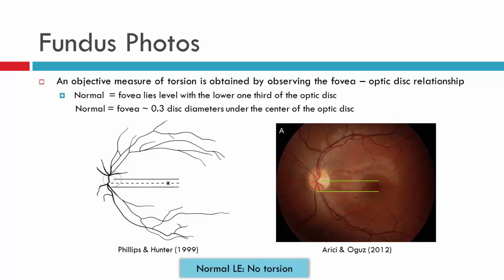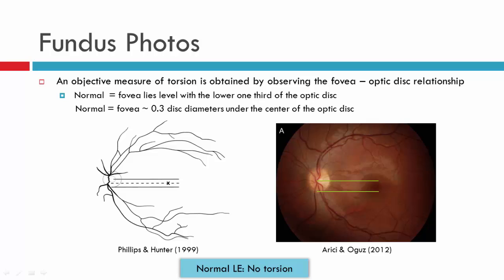being experienced. Now, before we can determine how or what a fundus looks like that is extorted or intorted, we first need to go over what is normal. In order to be able to detect fundus torsion, what you need to know first is what is normal. So the way in which we work out the normal position of the eye is by looking at the relationship between the fovea and the optic disc.